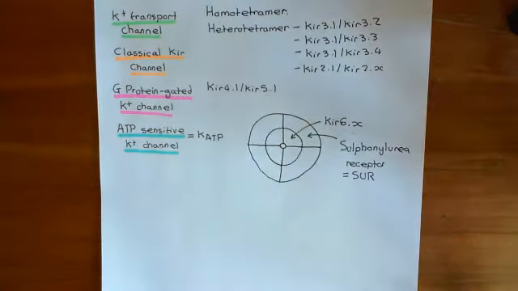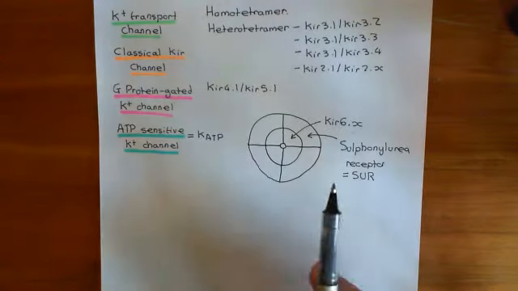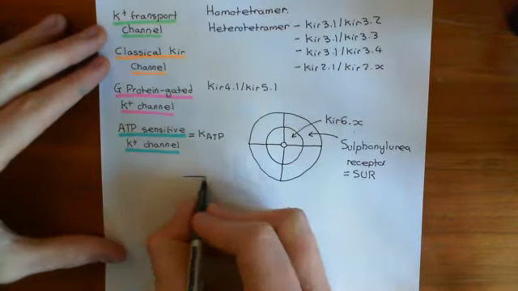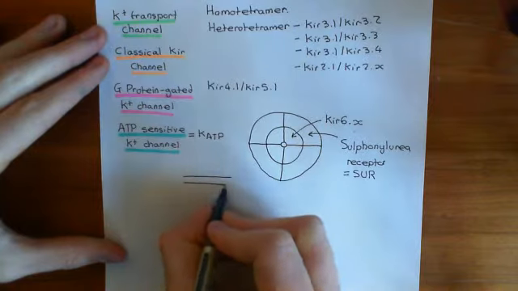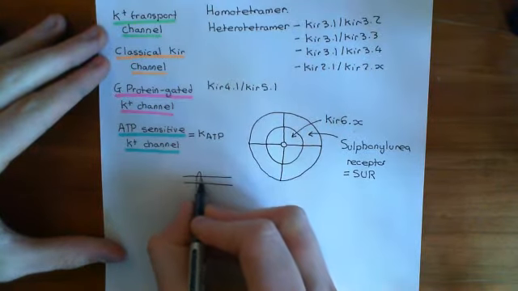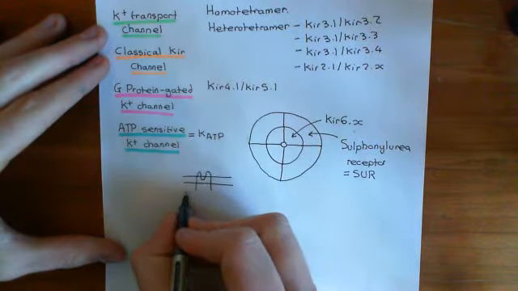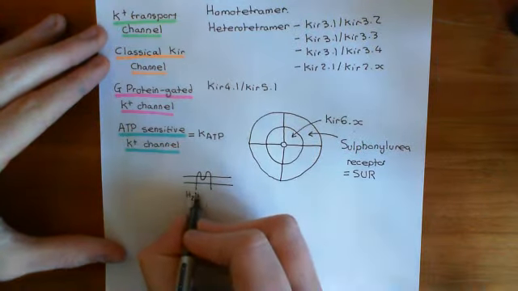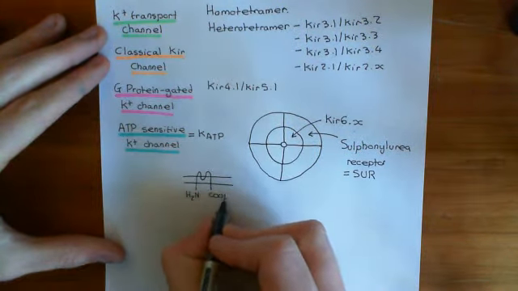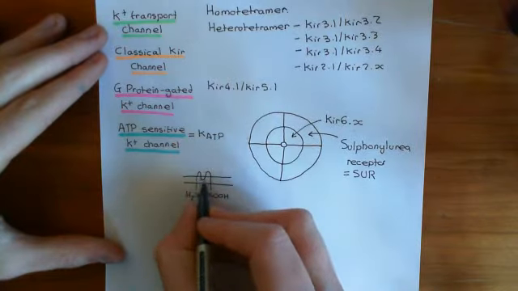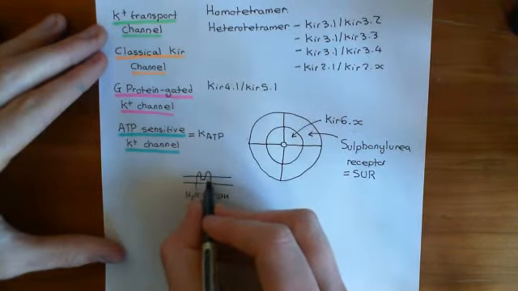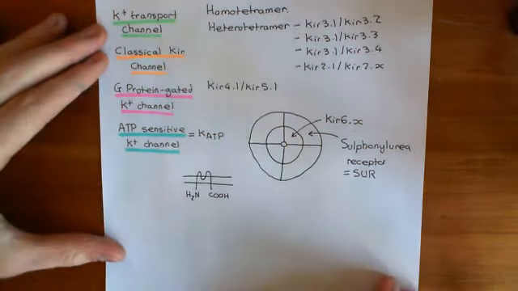Now, let me show you the structure of a sulfonylurea receptor subunit. We have seen the structure of an inward rectifying potassium channel subunit. Each of the inward rectifying potassium channel subunits has a membrane spanning topology like so. Their amino and carboxy termini are both on the cytoplasmic side, and they have 2 membrane-spanning alpha helices, and they have this P-loop in between the 2 membrane-spanning alpha helices.